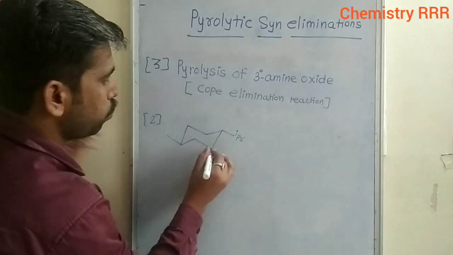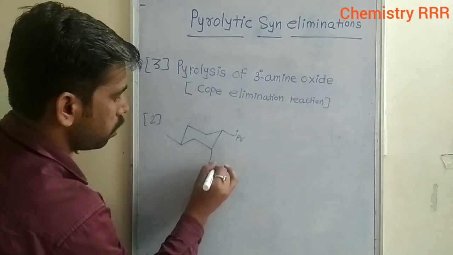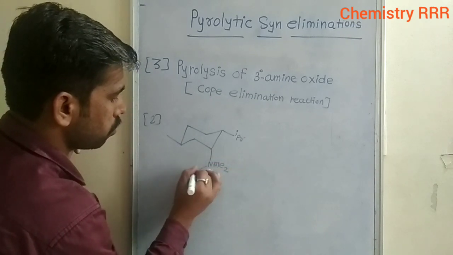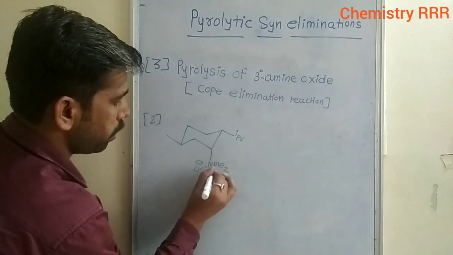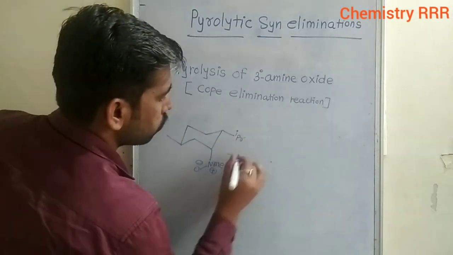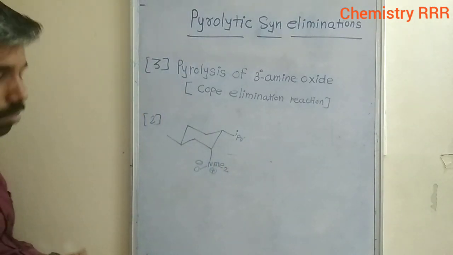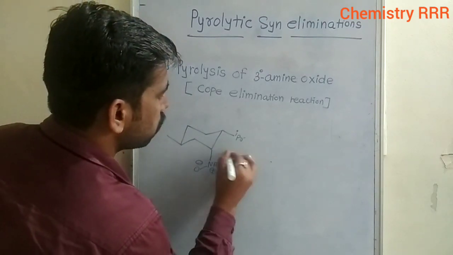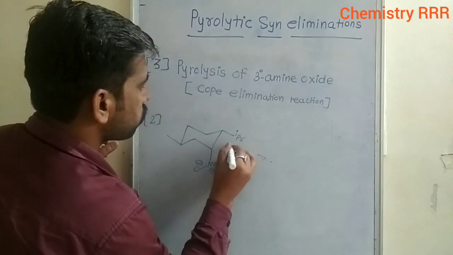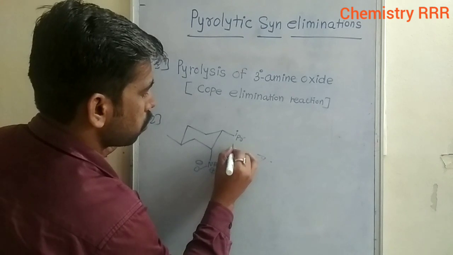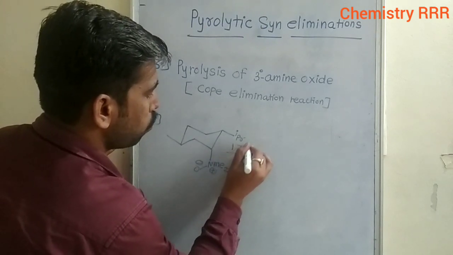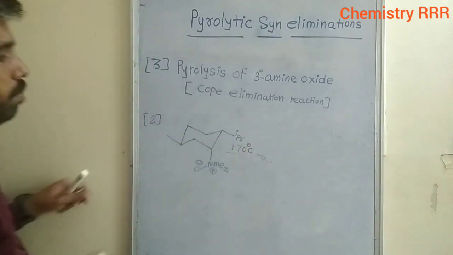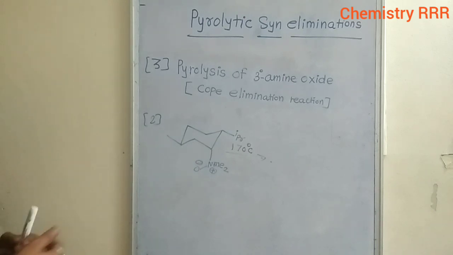Isopropyl group, this is NMe2 group, oxyanion, okay, and condition is 170 degree temperature. Now what is the product of this reaction, okay.